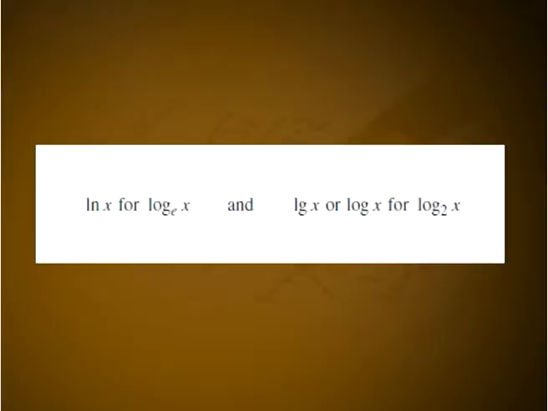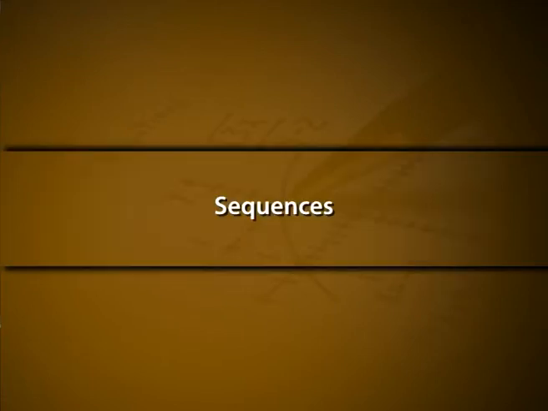3 classes of logarithms are of special importance: logarithms to the base 10, called common logarithms; logarithms to the base e, called natural logarithms; and logarithms to the base 2, called binary logarithms. Some texts write ln x for log x to the base e and lg x or log x for log x to the base 2.